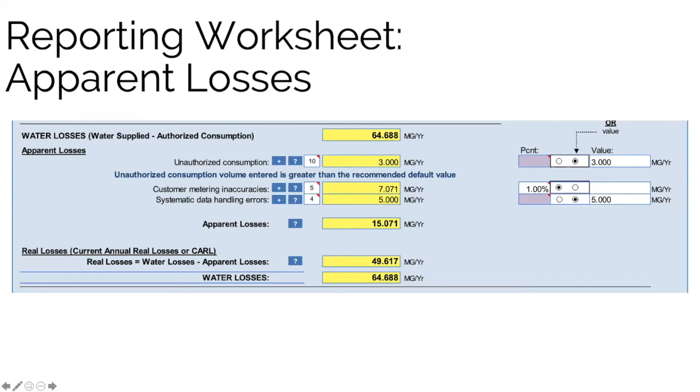Next, we have some other information. We have the theft or unauthorized consumption. There is a default value for this. And many systems don't really have much information about theft and choose to use the default.